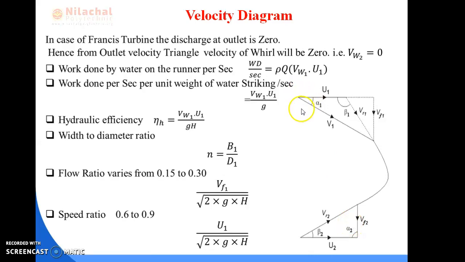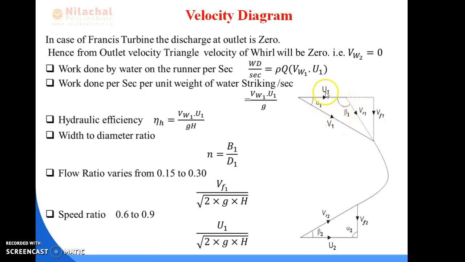As shown in the figure, this is the velocity diagram, this is the inlet end, this is the outlet. The water enters through the blade at a direction that is making an alpha degree angle with the horizontal. This V1 is nothing but the velocity of water at inlet while it is entering into the curved blade. Now this is alpha 1, this is the blade angle at inlet. Beta 1, this is the vane angle, or that is the angle made by the relative velocity at the inlet with the horizontal axis.